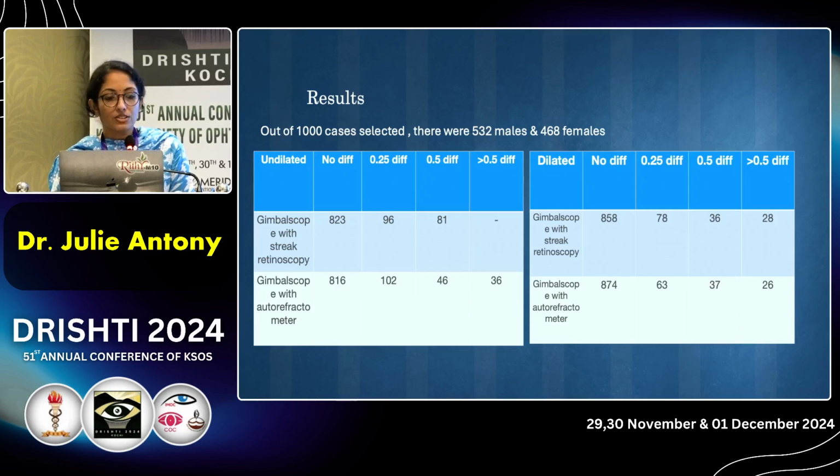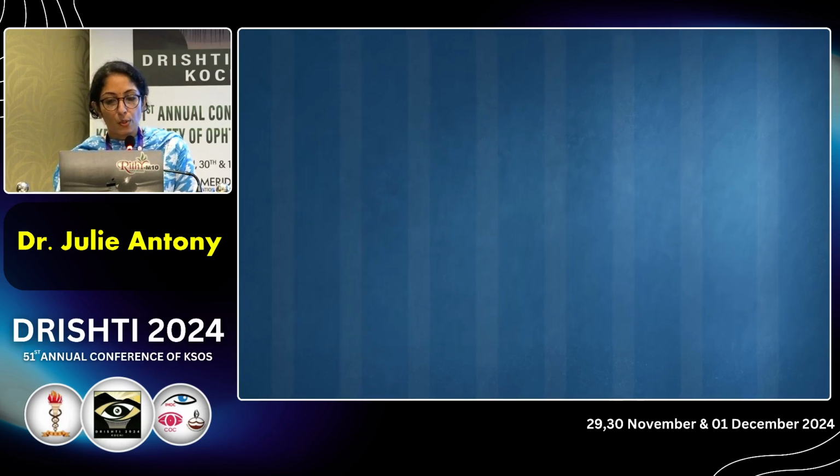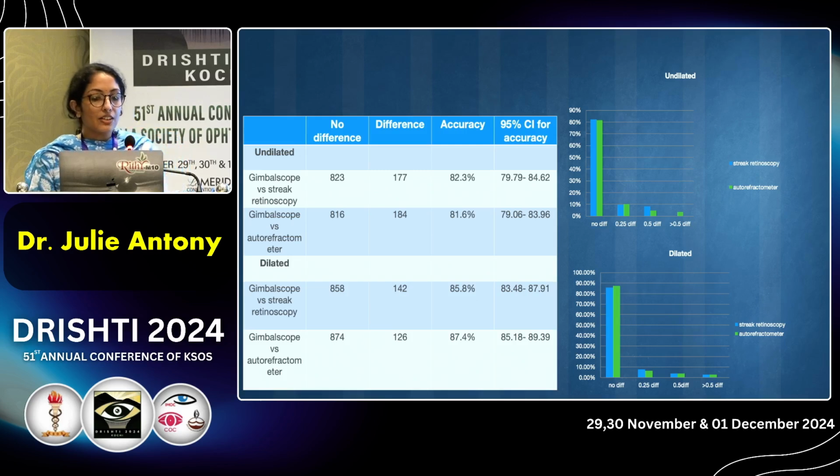In comparing gimbal scope with autorefractometer, in undilated out of 1000 patients 816 had similar values, and comparing in dilated out of 1000 we got 874 patients with similar values. So we have taken the accuracy and confidence interval. So in both the cases, undilated and dilated, comparing gimbal scope with streak as well as autorefractometer, we have got accuracy more than 80% for all.